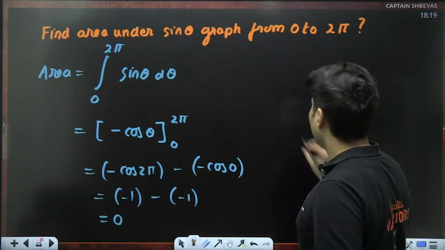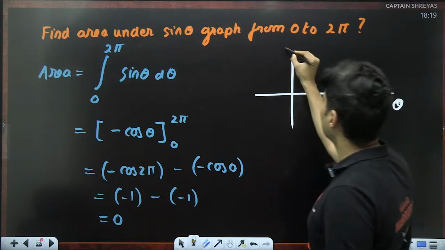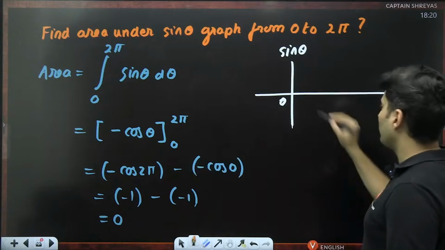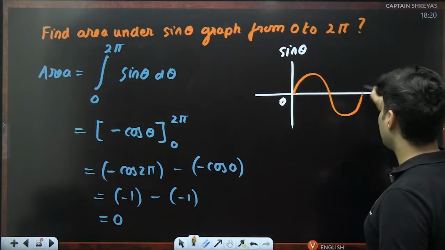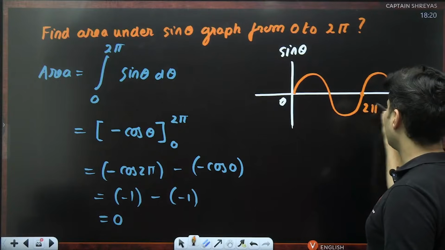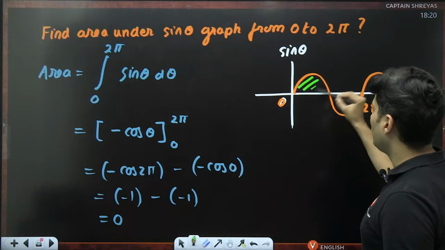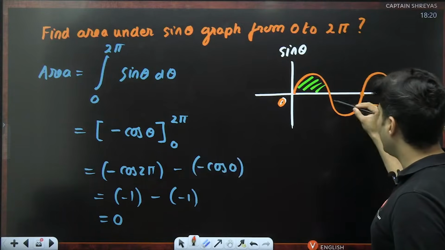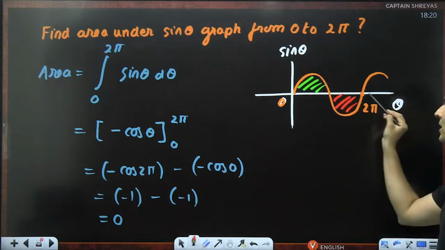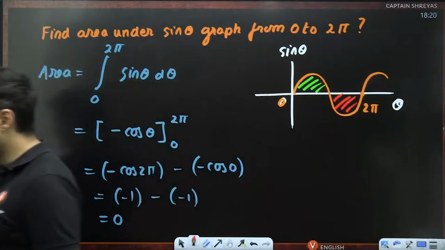Yep. In fact, now that you think about it properly, if this is theta, this is basically sine theta, this is 0. The actual graph of sine theta would look something like this, and it keeps going up and down. This is 0. This is basically your 2 pi. If you notice, the amount of positiveness that is there, the exact same amount of negativeness is there. So hence the total area from here to here, they will cancel out and you will get the answer as 0. Hence you will get the answer as a big fat 0.